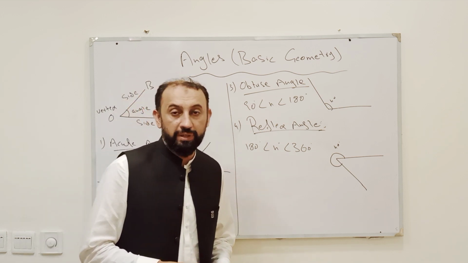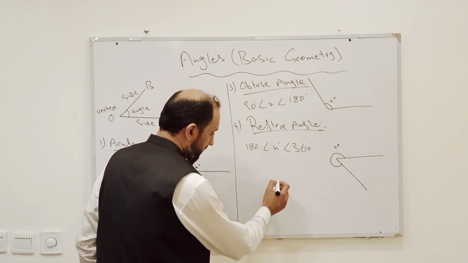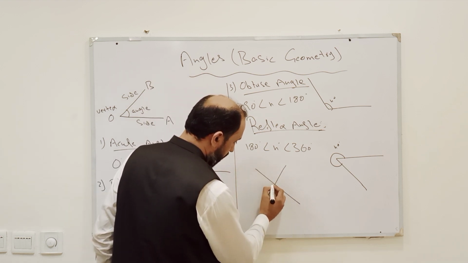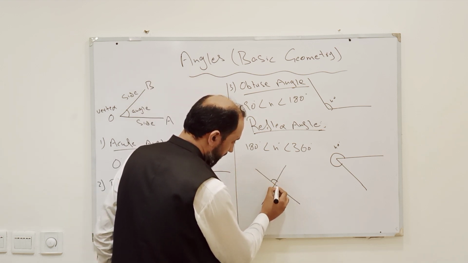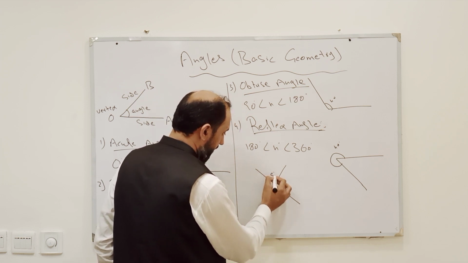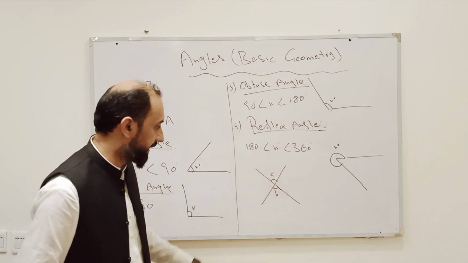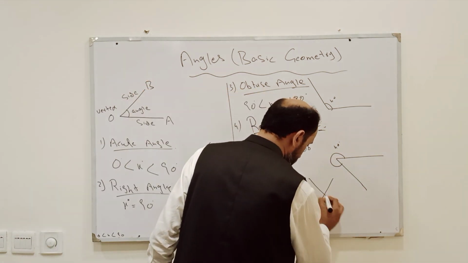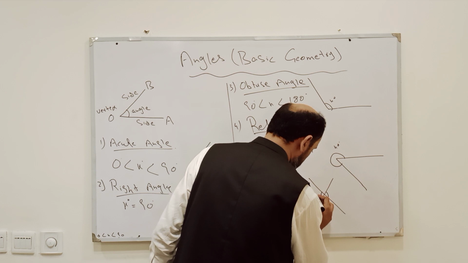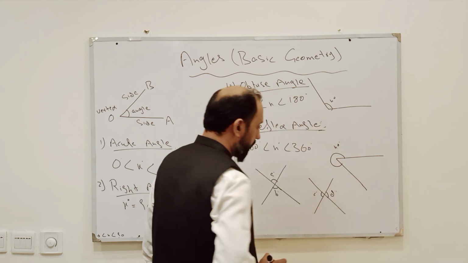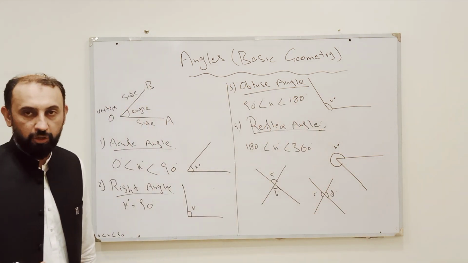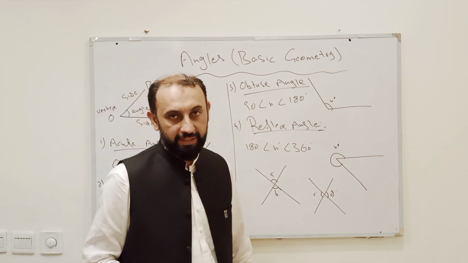So vertically opposite angles are always equal, just like this. We have these two vertically opposite angles, A and B. So vertically opposite angles are equal, and just like this, vertically C and D. So vertically opposite angles are equal.